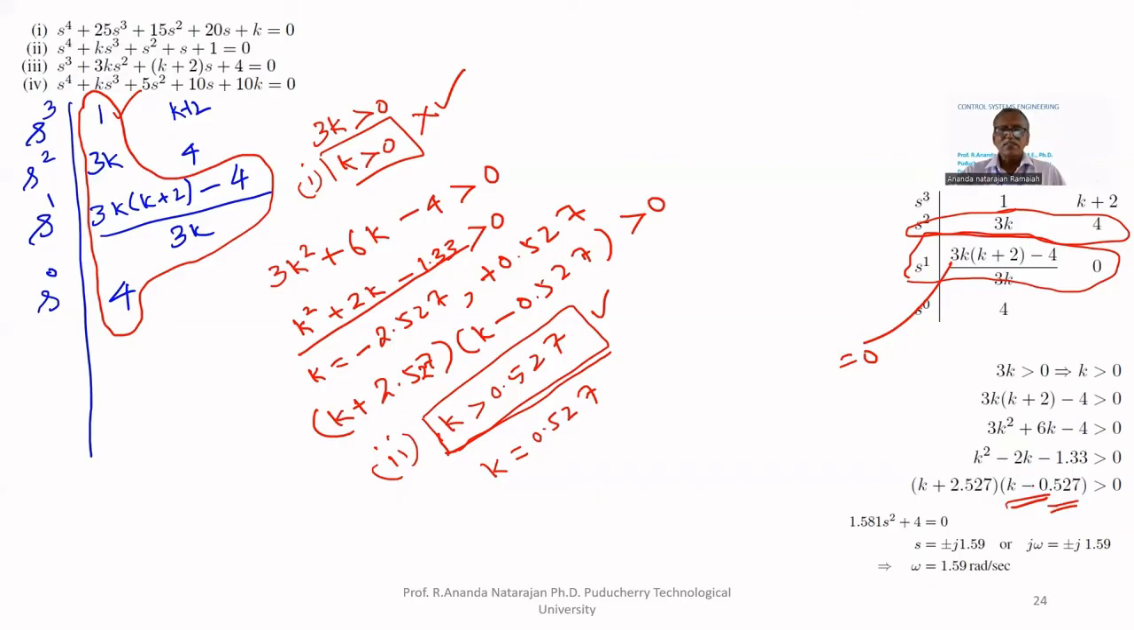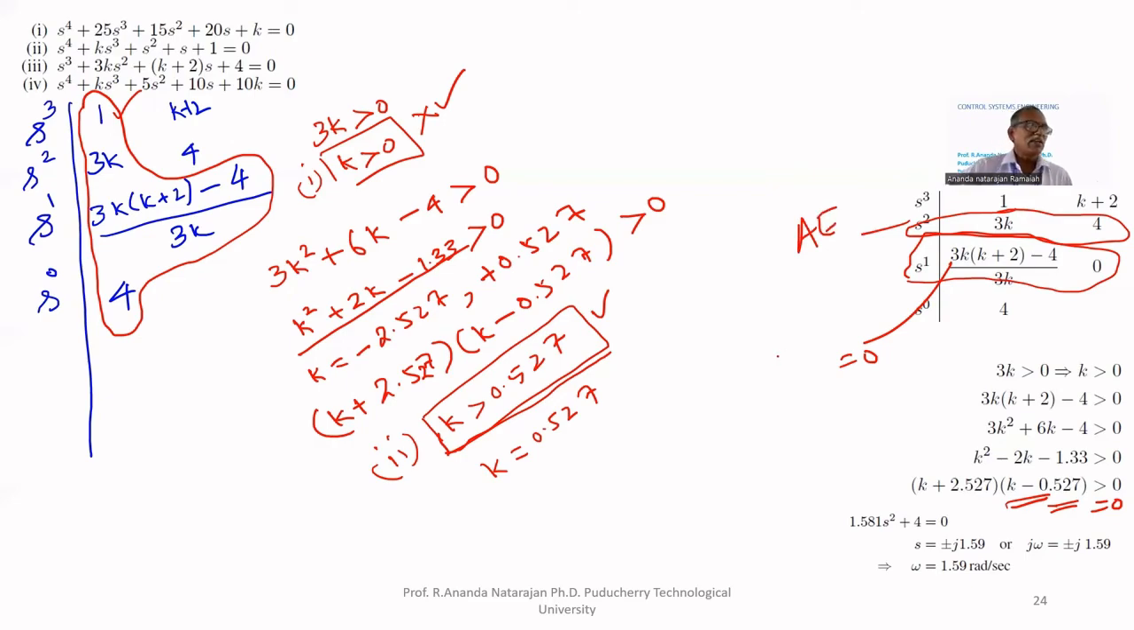The factorized value is 0.527. Therefore, when K is equal to 0.527, this becomes 0. That is, the S^1 row becomes 0. It is an important point to consider. Only one element is there in S^1, therefore, a row of zeros. Therefore, the S^2 row becomes the auxiliary equation.